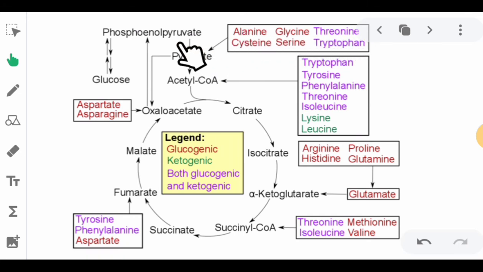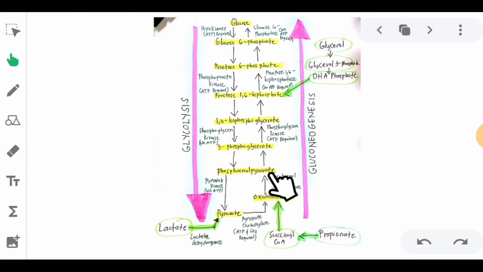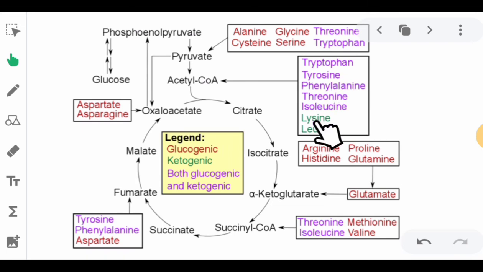And when it has been converted into pyruvate, that will be converted into oxaloacetate. Once converted into oxaloacetate, that will be converted into phosphoenolpyruvate. And it will follow the same pathway here once they had been converted into phosphoenolpyruvate. And then, these amino acids will be converted into acetyl-CoA. And once it has been converted into acetyl-CoA, it will be converted into citrate, isocitrate, alpha-ketoglutarate, succinyl-CoA, succinate, fumarate, malate, oxaloacetate. And once it became oxaloacetate, it will be converted into phosphoenolpyruvate.